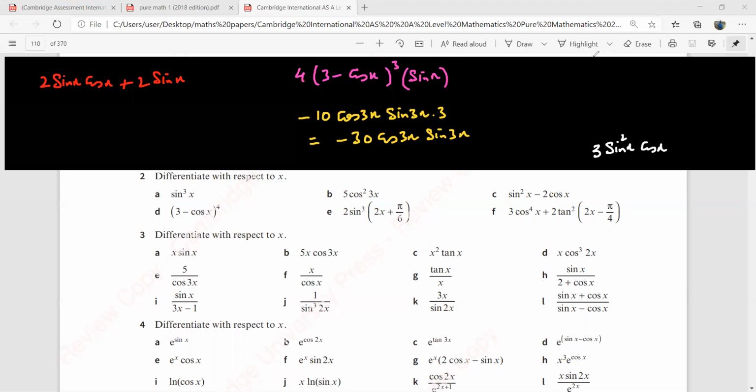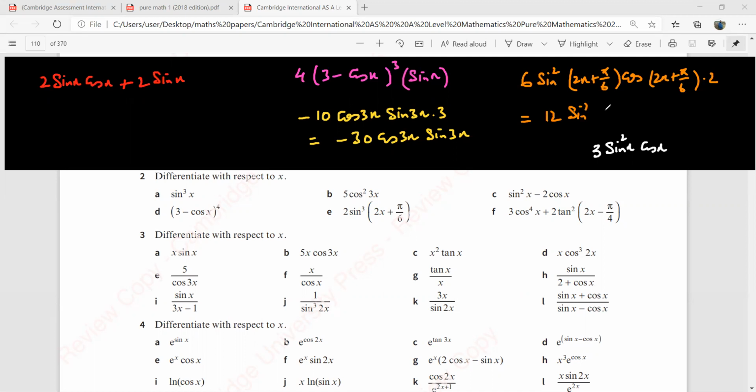Then you look at this e part. It is going to be 6 sine square 2x plus pi by 6. Then you have cos 2x plus pi by 6 times 2. This is finally 12 sine square 2x plus pi by 6 cos 2x plus pi by 6.